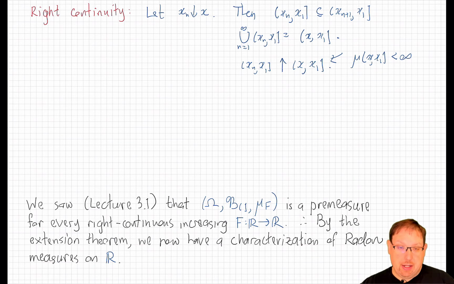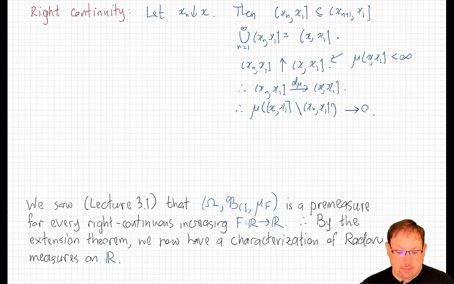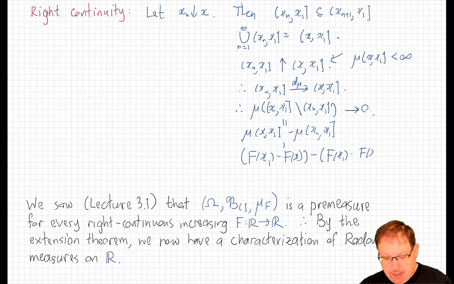And because that set has finite measure, because this is a Radon measure, it follows by what we proved in the last few days that this sequence of sets converges in the pseudometric to that one. And therefore, as we saw, that means that the measure of the difference between them converges to 0. But in this finite measure setting, that measure of the difference, as we saw in the last slide, is the difference between the measures of the two sets, and that's equal to f at x1 minus f at x, minus f at x1 minus f at xn, and that's equal to f at xn minus f at x.